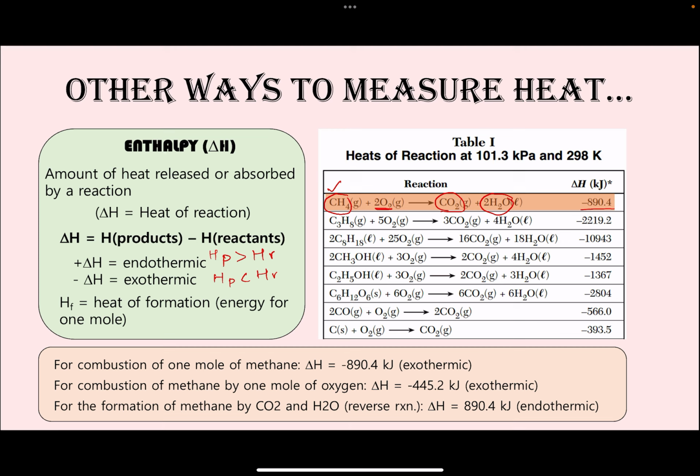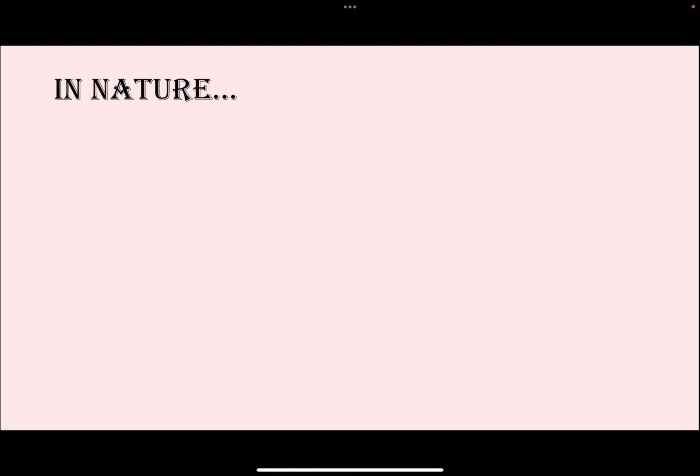So this means that I'm looking at the reverse reaction of this, because I'm combining carbon dioxide and water to make methane and oxygen. So in this case, because we are looking at the reverse reaction, we are also going to reverse the sign of delta H. So now it's going to be positive 890.4 kilojoules. So that will be an endothermic reaction. So this was another way to determine if the reaction is exothermic or endothermic.